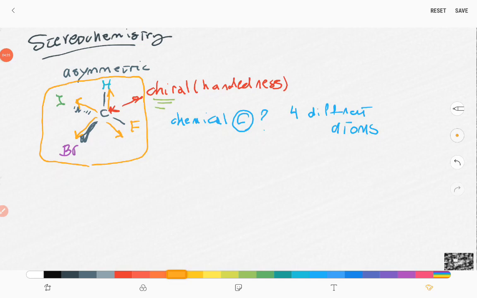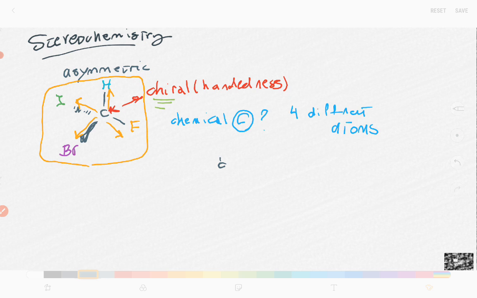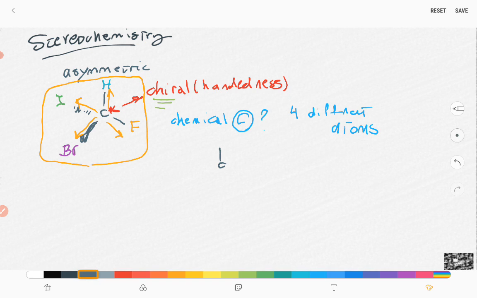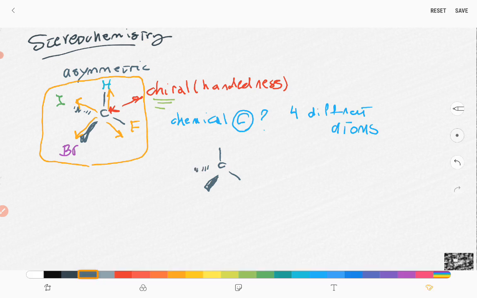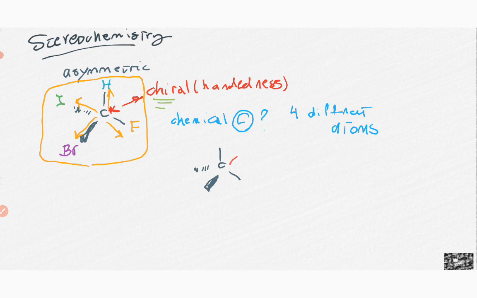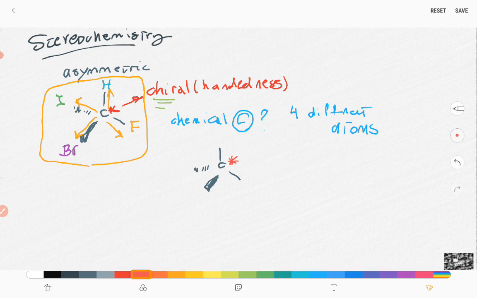Another thing for writing in stereochemistry: for a chiral carbon, we show the chiral carbon with a symbol of star, like this. If you have a chiral carbon, we show the carbon with a star.